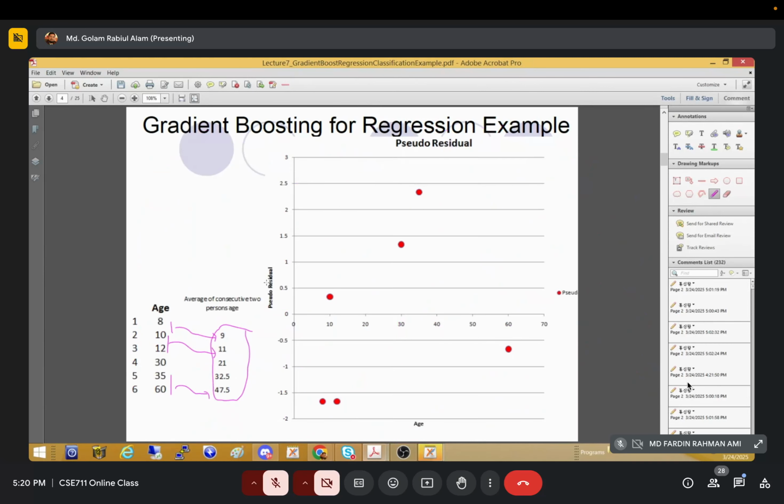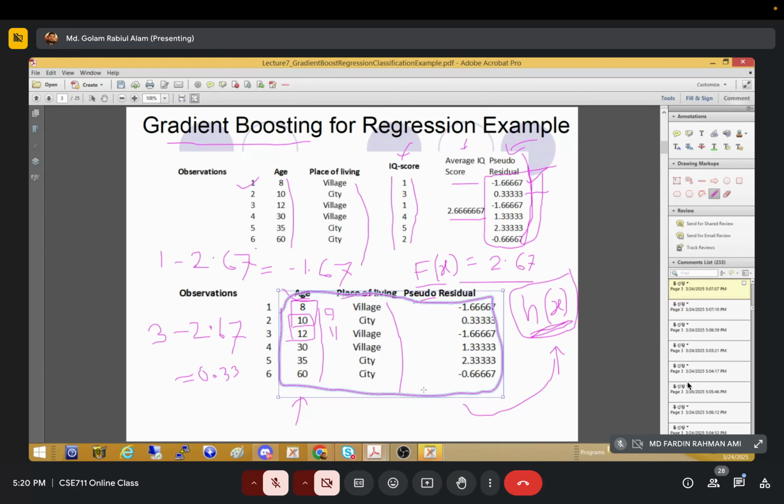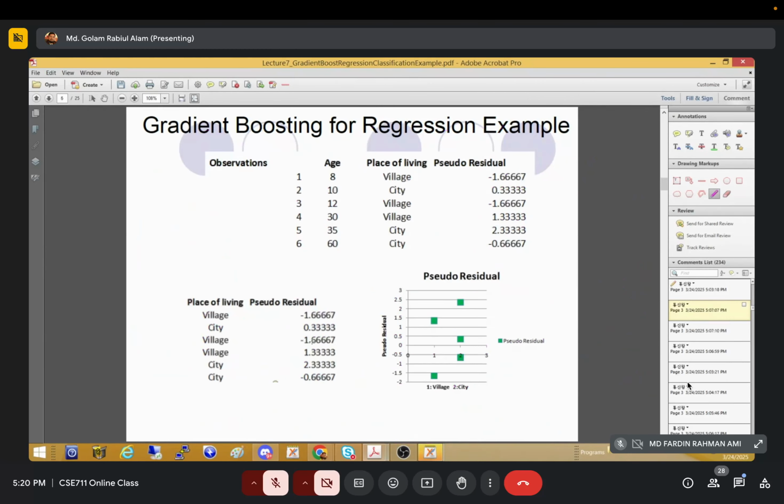But in our dataset, we have another feature called place of living. Now we have to work on place of living and compare the sum of squared residuals, or error, produced by age and the error produced by place of living. Then we find which one induces the minimum error. But we can see that place of living has categorical feature values, so it is easy to deal with.